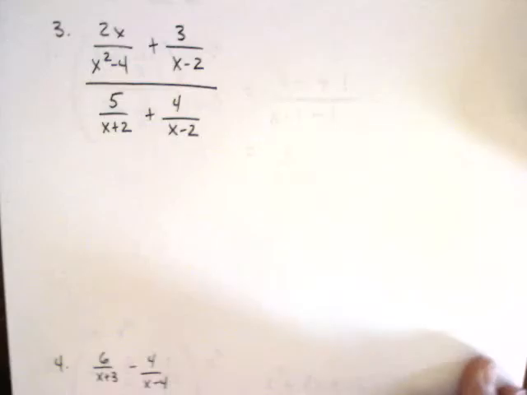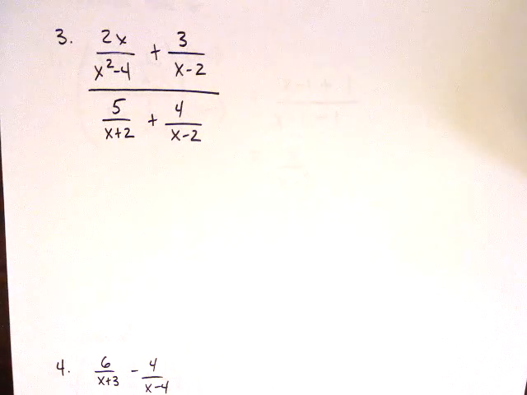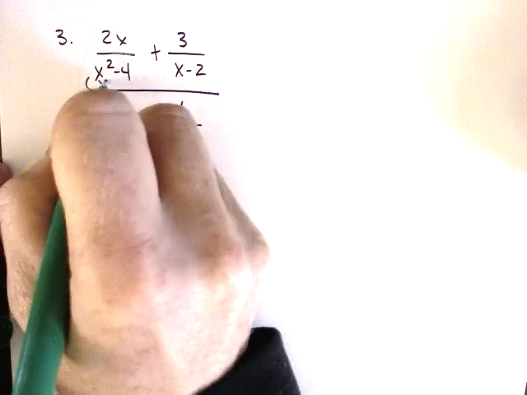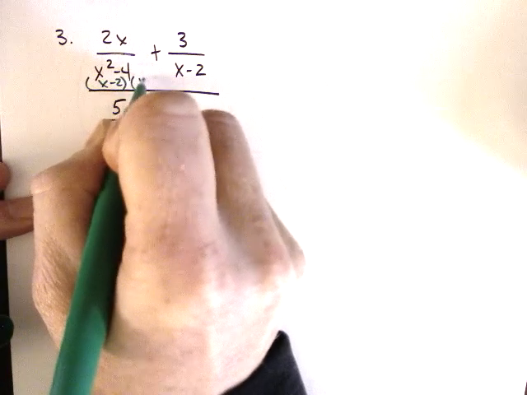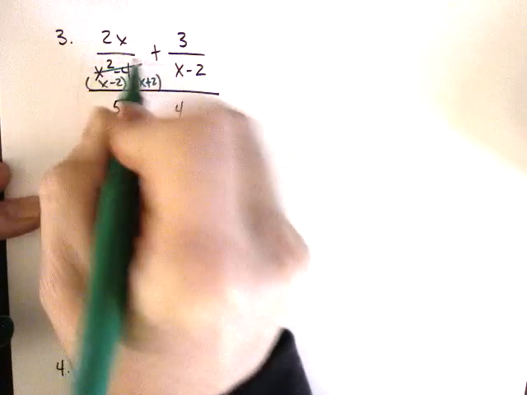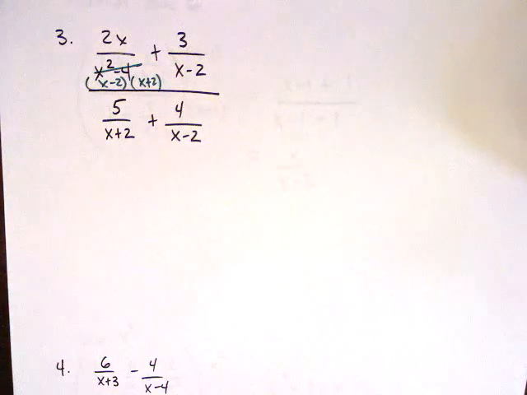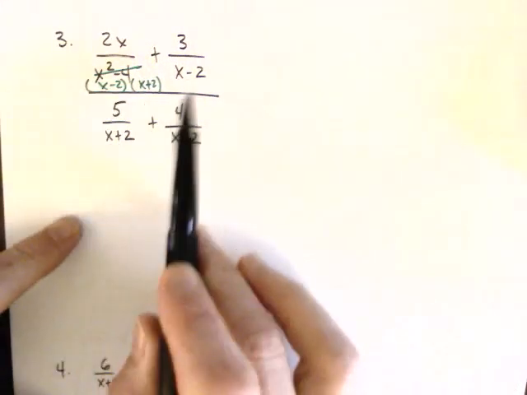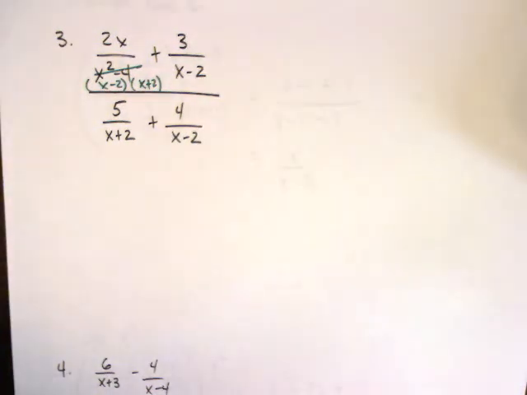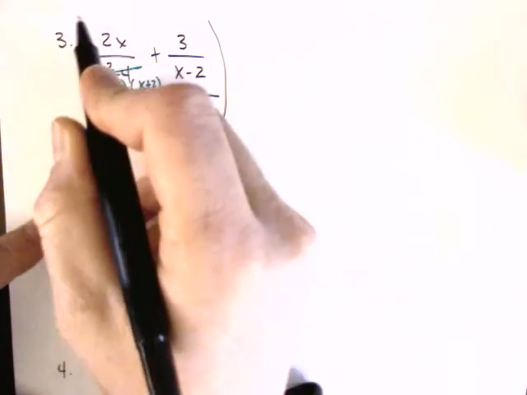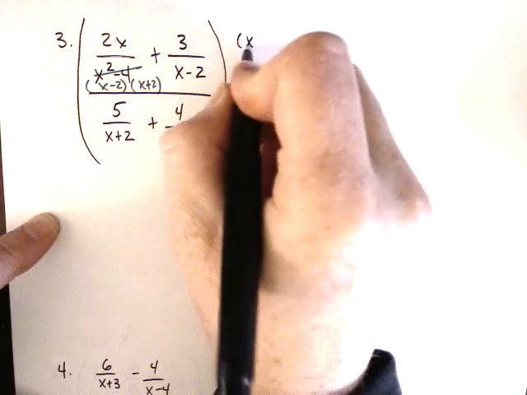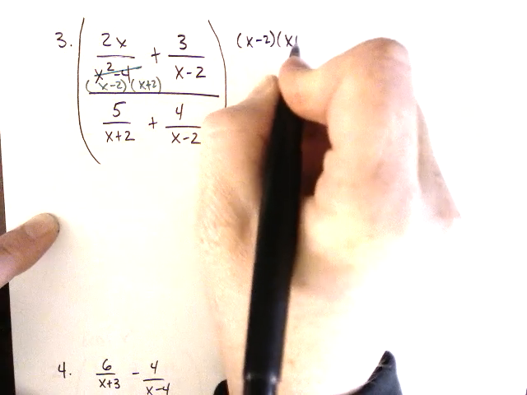Okay, and in number 3, we need to factor this denominator so that we can see what the factors are. So we'll factor this as x minus 2 times x plus 2. So that's no longer x squared minus 4. We'll use the factored form. So you can see all the denominators include an x minus 2 and an x plus 2. So that's what we will use for the LCD: x minus 2 times x plus 2.